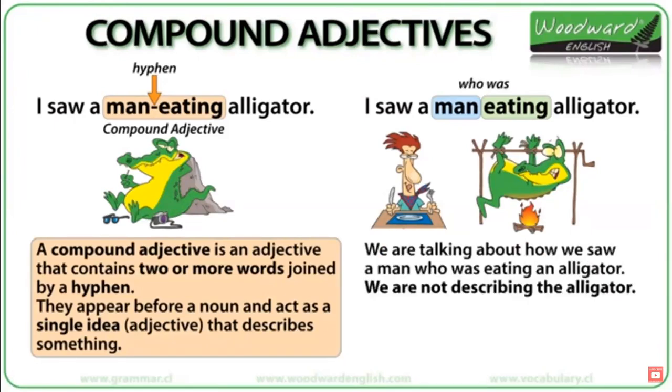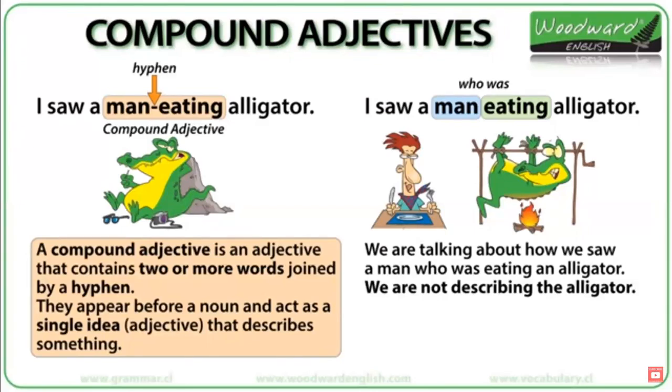Why? Because we're talking about how we saw a man who was eating an alligator. We are not describing the alligator. So quickly looking at both sentences again. The first sentence, I saw a man-eating alligator. We're describing the alligator. What type of alligator is it? It is one that eats men or people.